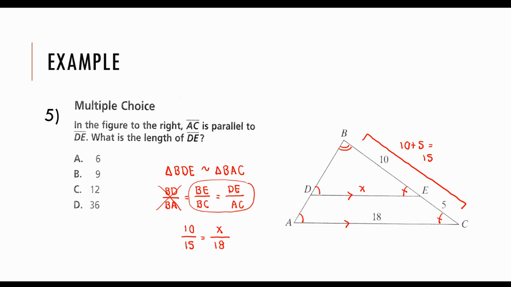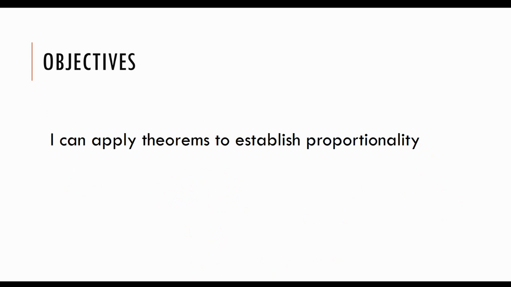So I'm going to then simplify 10 and 15. That simplifies down to 2/3. And then I'm going to cross multiply. So we'll have 3 times X to equal 2 times 18. Well, 2 times 18 is going to be 36. I'll divide both sides by 3. So it looks like X equals 12. Once again, X is representing DE. DE is what I was trying to find. So it looks like C is my answer. So that's us applying theorems using proportionality.